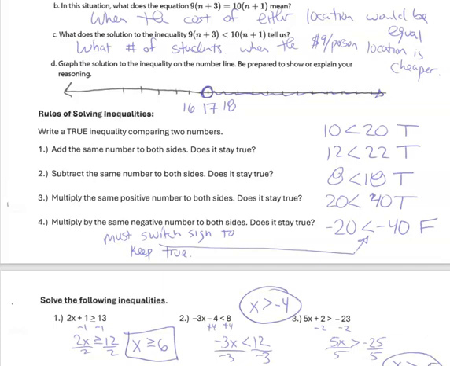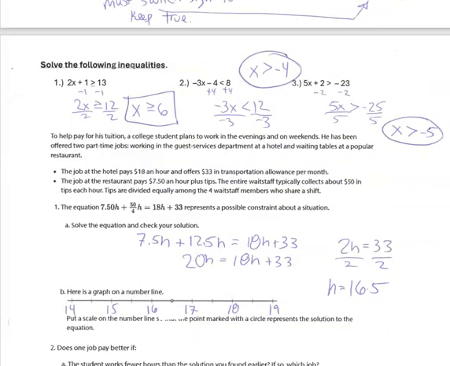So if it was negative, make it positive. If it's positive, make it negative. All right, after that, the students went over and solved these 3 inequalities.